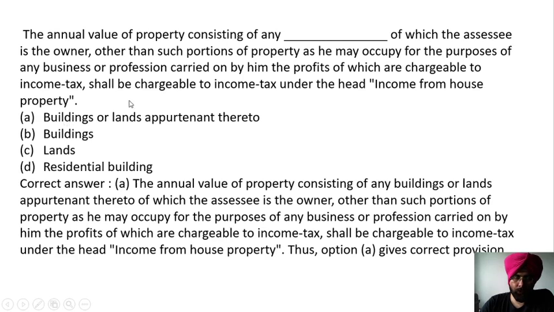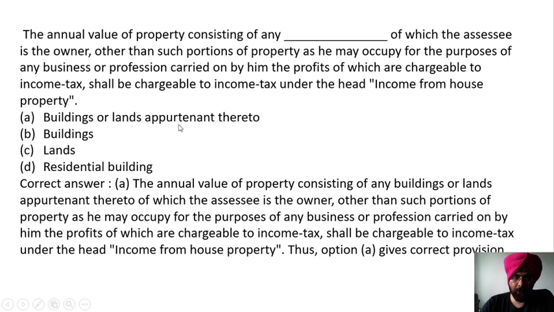Suppose there is a plot of land and you have made a boundary around this plot and you have given it on rent, it's not taxable under the head income from house property, because it's not a building. Characteristic of buildings are that there should be walls and a roof. If there is no wall and roof, then it cannot be called a building. So there should be a building.